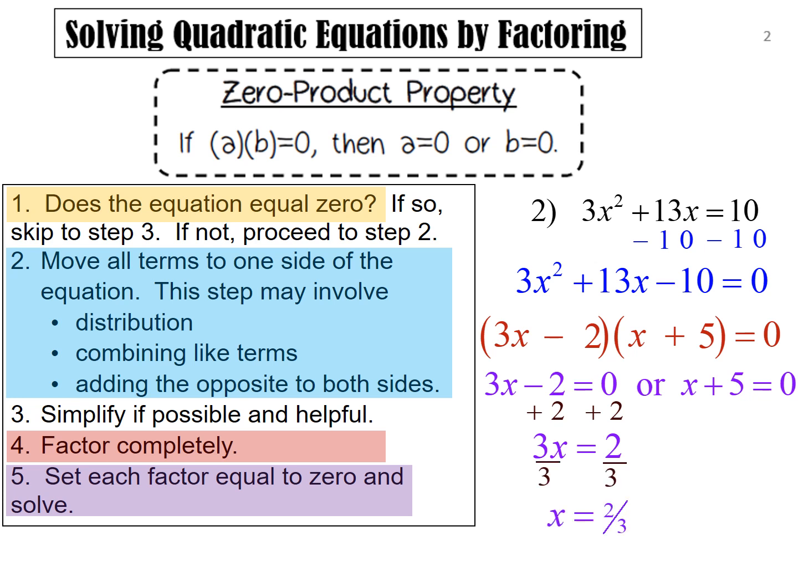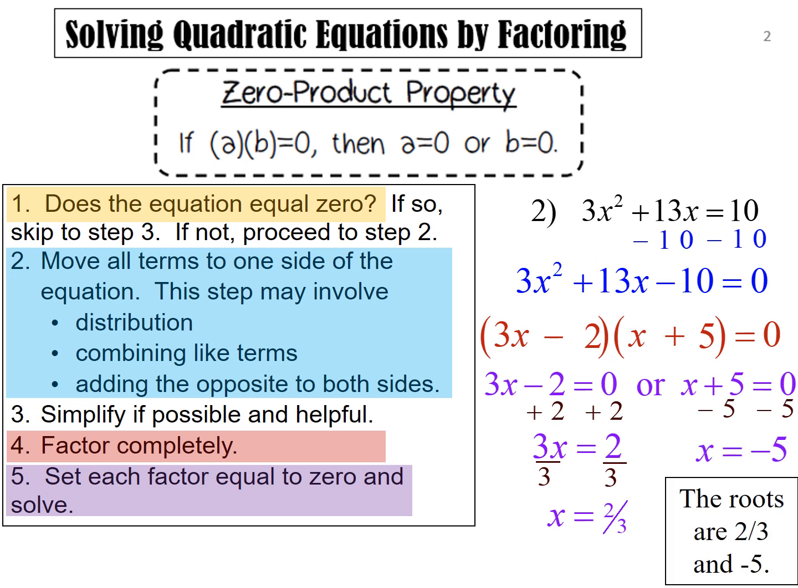And we find out that one solution is x is equal to 2/3, and the other solution is x is equal to negative 5. Now, another word for solutions, we'll call it roots. So the roots are 2/3 and negative 5. The solutions are 2/3 and negative 5. So we go back and forth with the vocabulary, but roots and solutions are interchangeable.